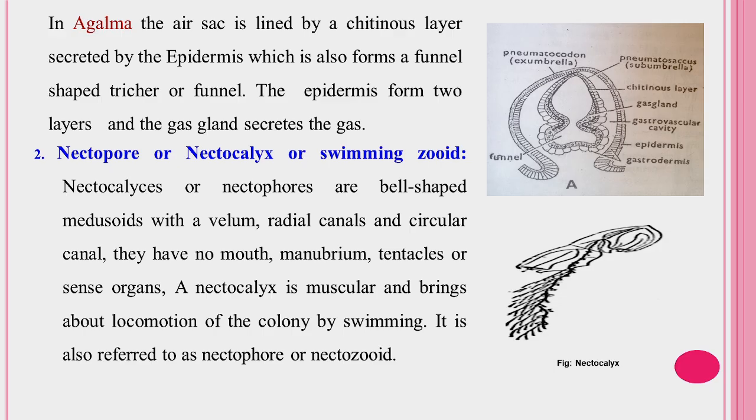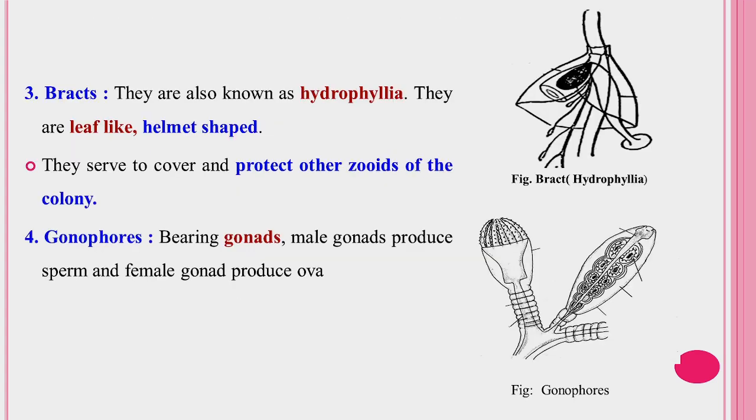And the second one is nectophore or nectocalyx, and this is also called the swimming bell. The nectocalyces or nectophores are bell-shaped medusoid forms with a velum, and radial canals and circular canals are also present. They don't have any mouth or manubrium, and tentacles or sensory organs are also absent. Only an ectocalyx, a muscular structure, is present and brings about the locomotion of the colony by swimming. It is also called nectophore or nectozooid.